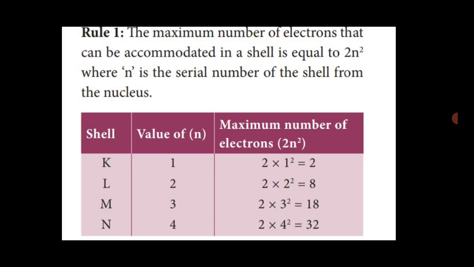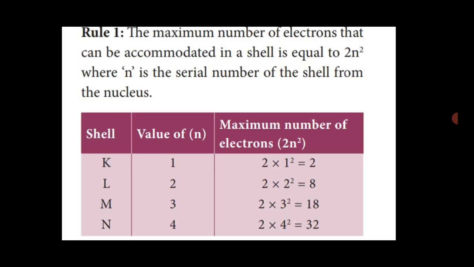Let's see the second shell. Substitute n value 2 in the formula 2 into n squared: n squared is 4, into 2 is 8. So the maximum number of electrons in the L shell is 8. Let's move on.